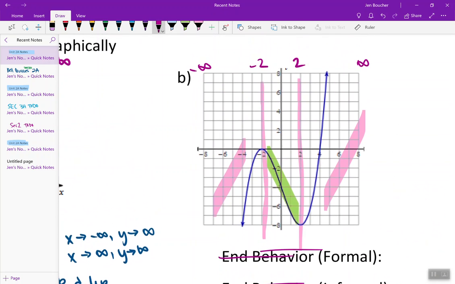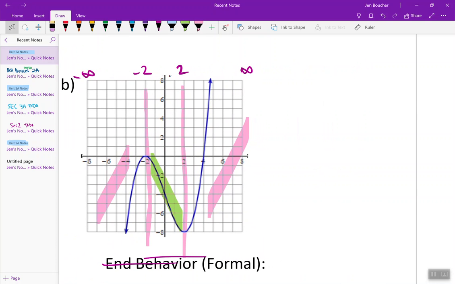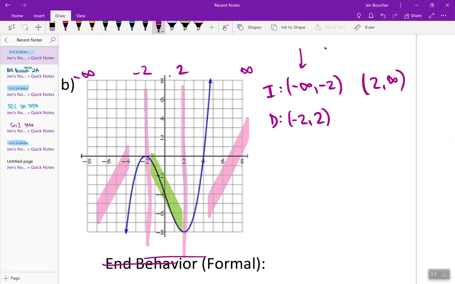So it is increasing. I'm just going to write it on the side. It is increasing from where to where? Negative infinity to -2. Make sure the smaller of the two comes first. And then it changes direction. It decreases from -2 to +2. And then it turns again and it increases from 2 to infinity.